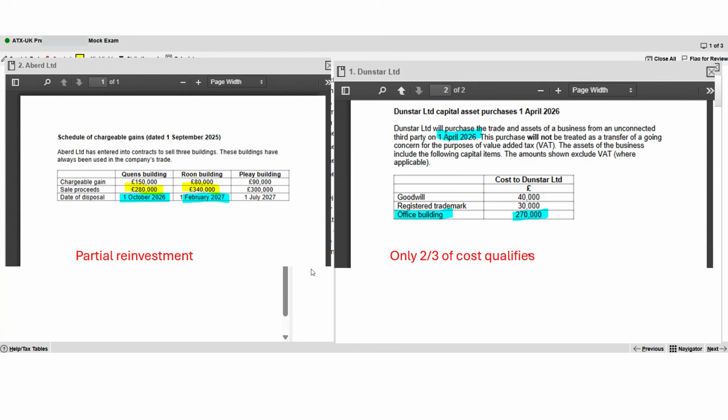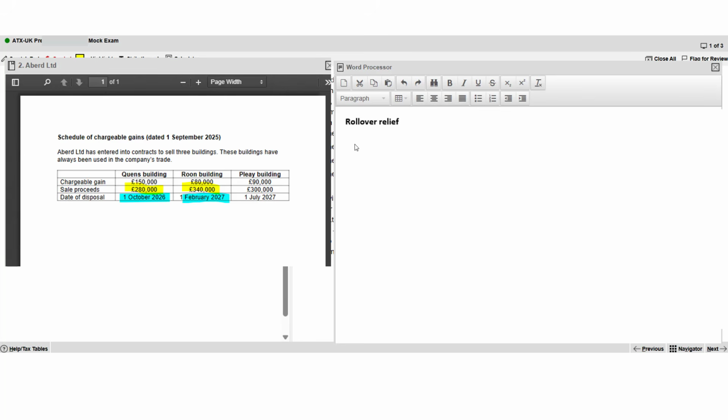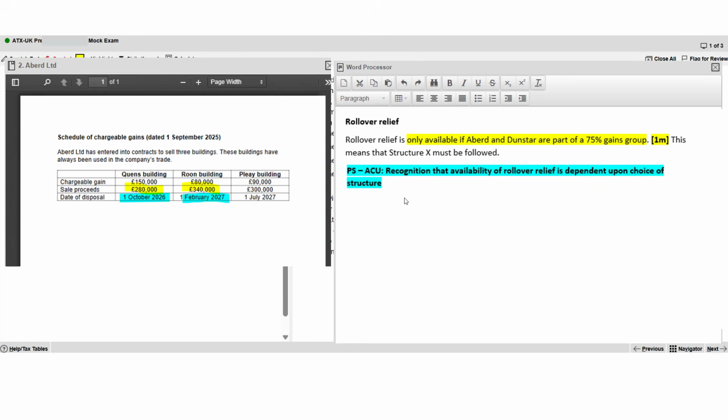So those are all the points that we need to consider when we put together our answer. So I've headed it up, rollover relief, and then first point, only available if they are a 75% gains group for a mark. So that means we have to follow structure X. And so there's 1 mark for recognising the gains group, and then the professional skills mark is for applying that and saying that we have to go with structure X. So we can't do this if we went for structure Y or Z.